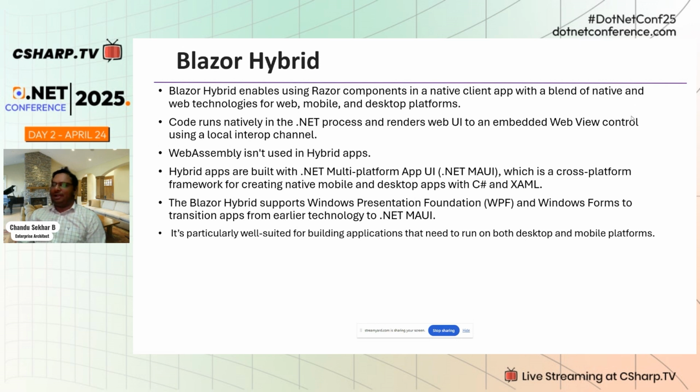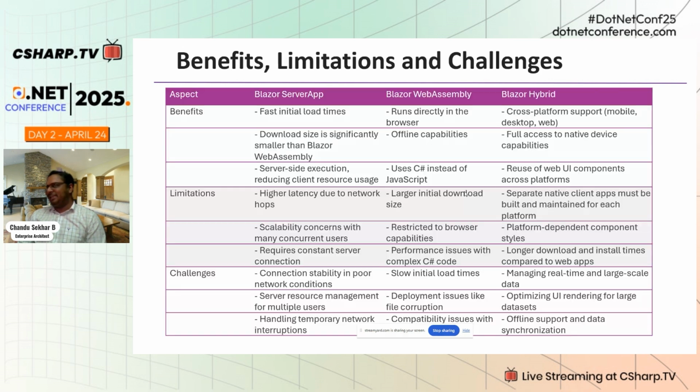Basically, the code runs natively in the .NET process and renders the web UI to an embedded web view control. WebAssembly isn't used in hybrid apps. The hybrid apps are built with .NET MAUI, which is a cross-platform framework for creating native mobile and desktop apps with C# and XAML. Blazor Hybrid supports WPF and Windows Forms to transition applications from earlier technology to .NET MAUI. It is particularly well suited for building applications that need to run on both desktop and mobile platforms. So this is all about Blazor Hybrid.